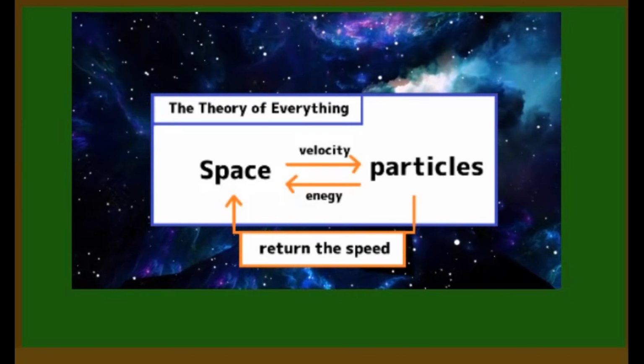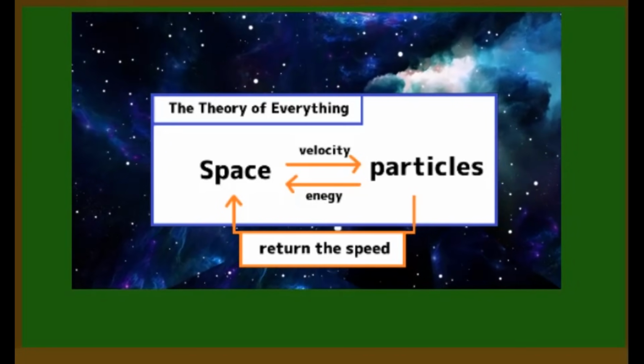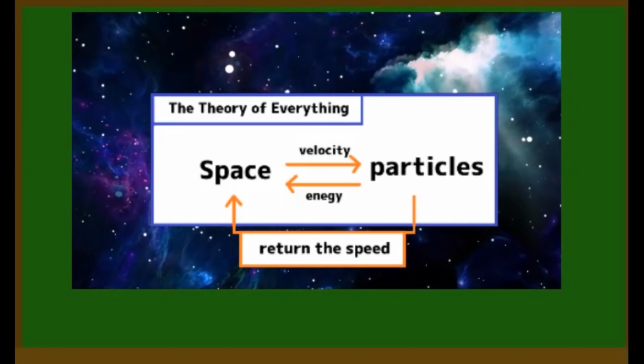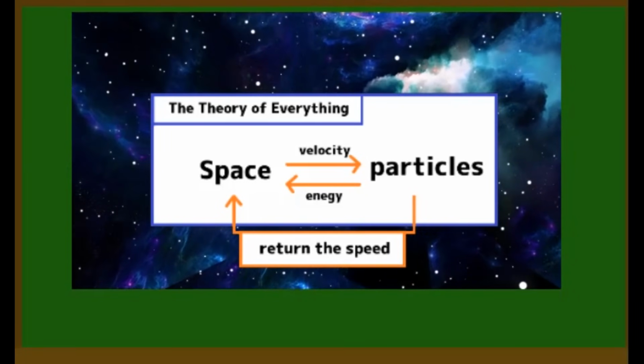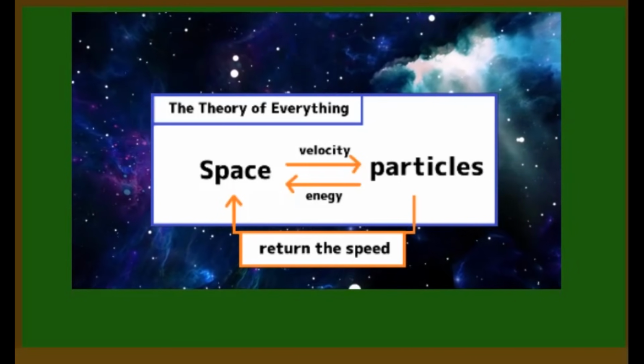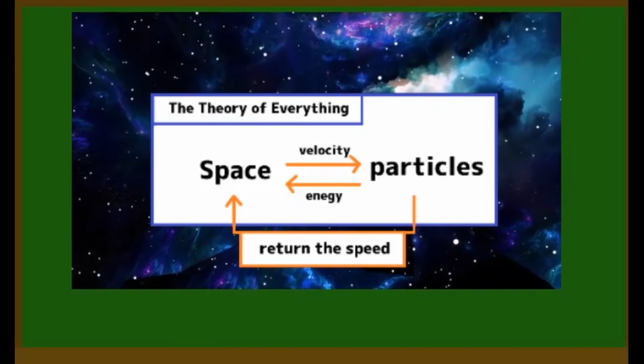Wait a minute, is it speed and not velocity? Yes, here we only care about speed, the direction doesn't matter. Then, how is that speed being returned? Are you familiar with the constancy of the speed of light? The constancy of the speed of light? That's common knowledge in physics.